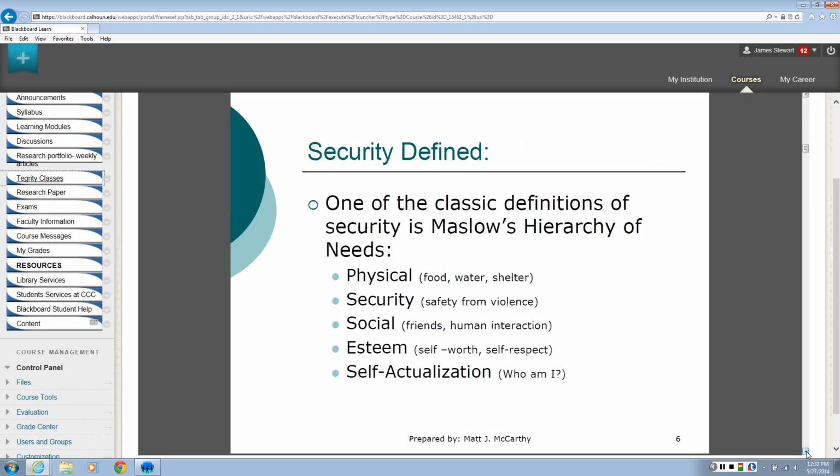So let's define what security is. Security fits into one of Maslow's hierarchy of needs categories, and you see it's number 2 here on your PowerPoint presentation. And security means safety from violence. Now that's not all security is, but in regard to Maslow's hierarchy of needs categories, that's what security is: to be safe. We want to make sure that we're safe.